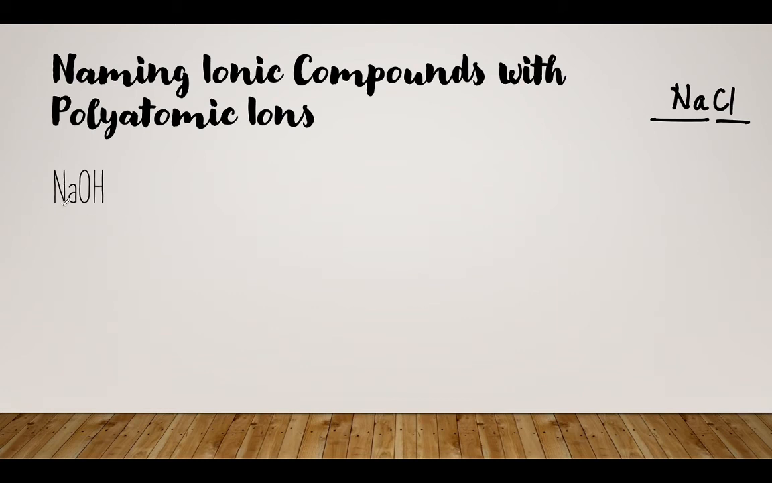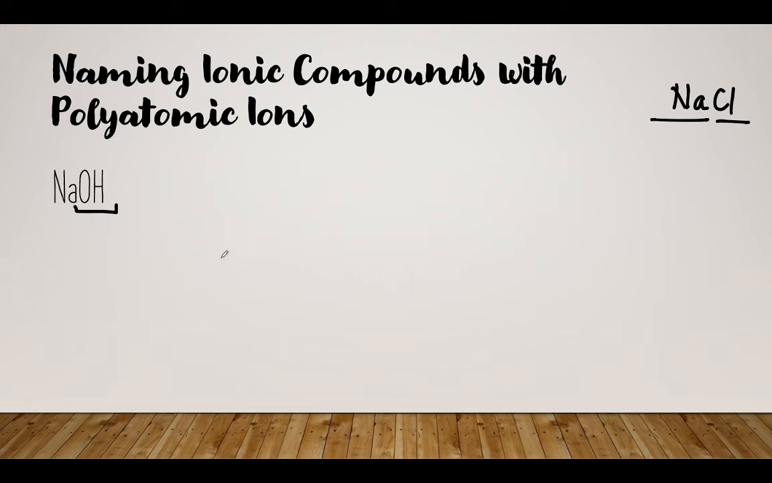So I know that Na is 1 element, oxygen is 1 element, and hydrogen is another element as well. I just have to look at the chart that I looked at earlier with you guys, and see which of the polyatomic ions are present here. In this case, I know that OH is the polyatomic ion hydroxide, and that's what's present here. After you identify it, it becomes very easy.